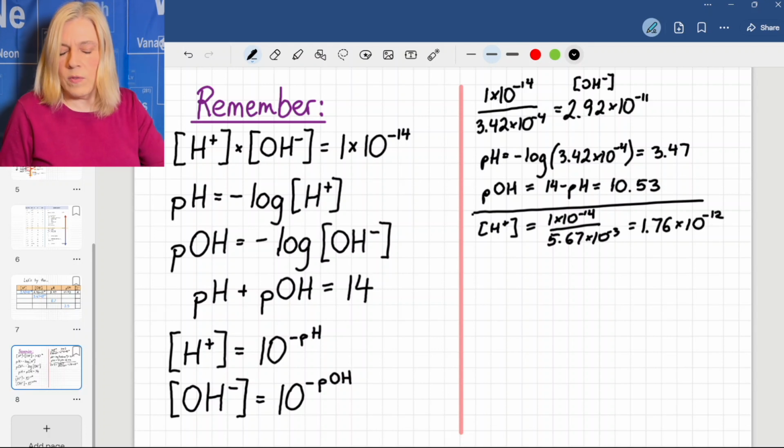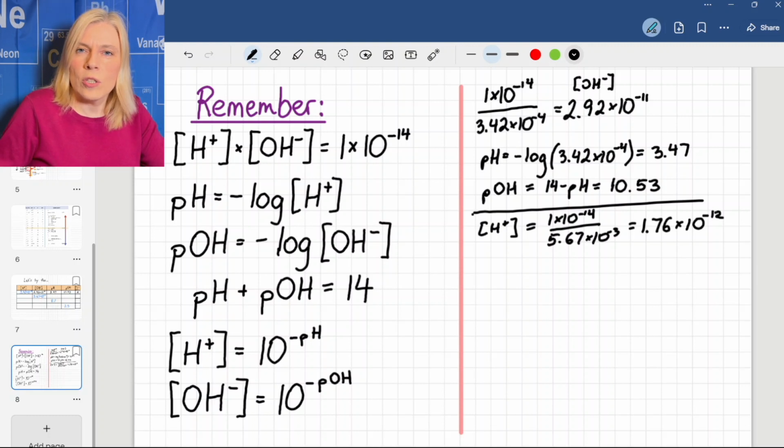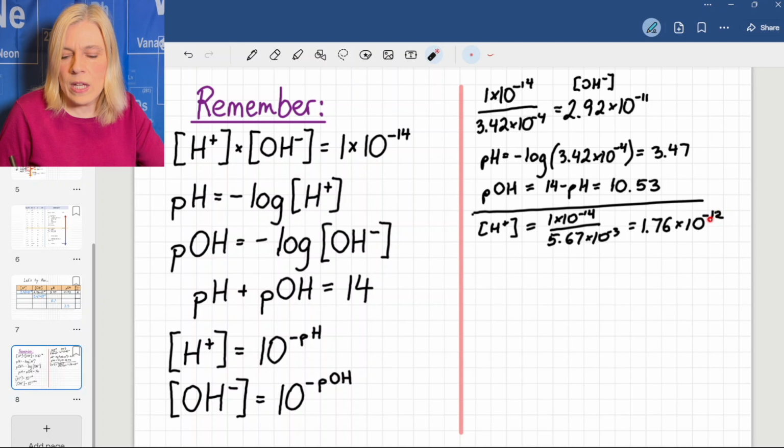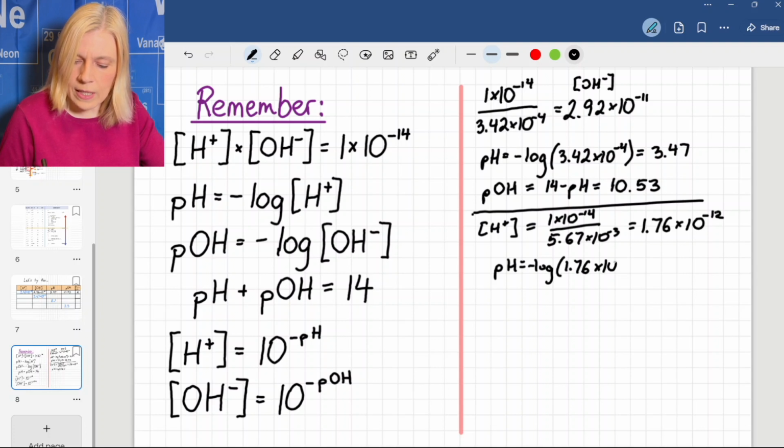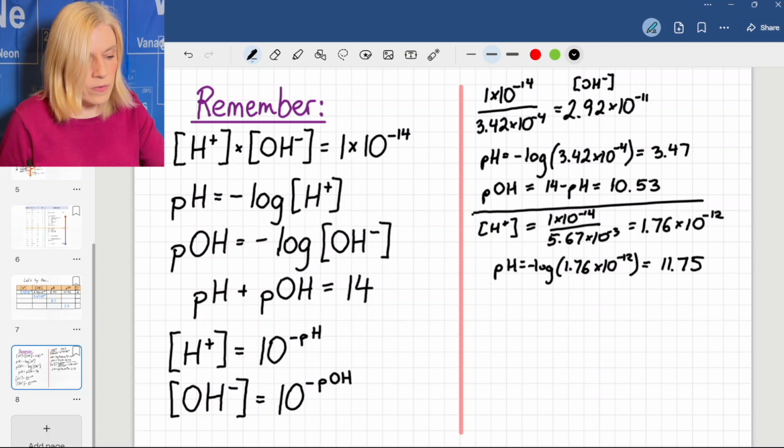So quick question, if it's 10 to the negative 12, my pH should be very close to that exponent, right? So my pH should be somewhere around 12. So if I take the negative log of my H plus, I'm going to get pH. And pH equals negative log of 1.76 times 10 to the negative 12. And this is 11.75. Very nice. And then pOH is 14 minus that. So my pOH will then be 2.25.